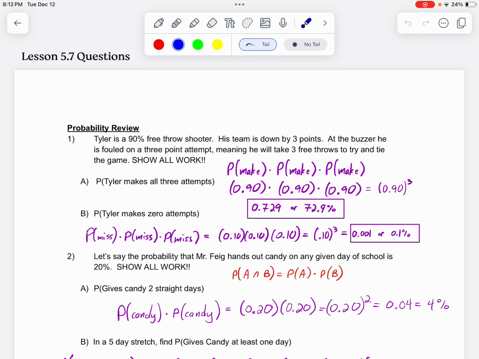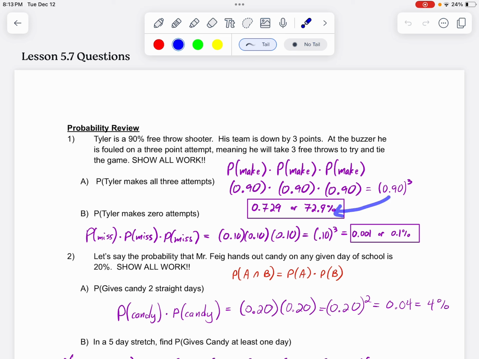It says we've got Tyler being a 90% free throw shooter. His basketball team is down by 3 points. At the buzzer, he gets fouled on a 3-point shot, meaning he misses, and he'll take 3 free throws. He's going to try to tie the game if he makes all 3. So what's the probability he makes all 3? That would be he makes it, and he makes it, and he makes it, meaning you multiply all 3: 0.90 to the third power on your calculator. You can pause the video and crank that out.